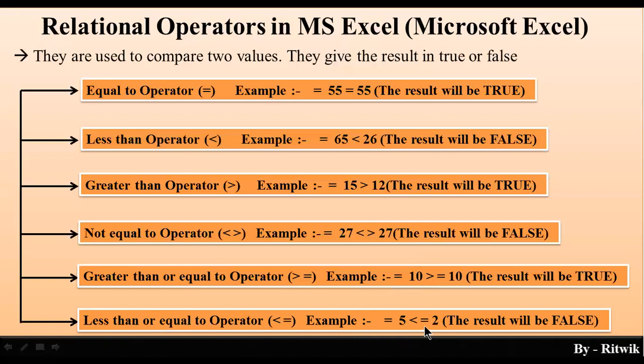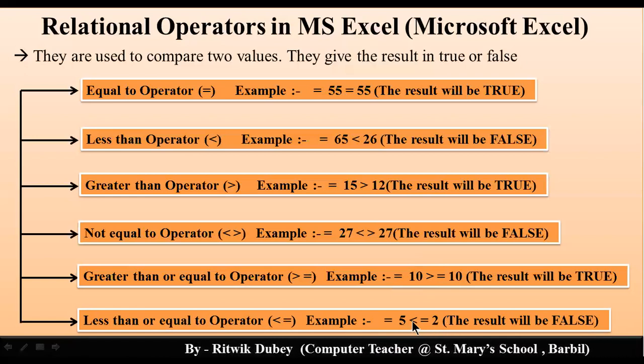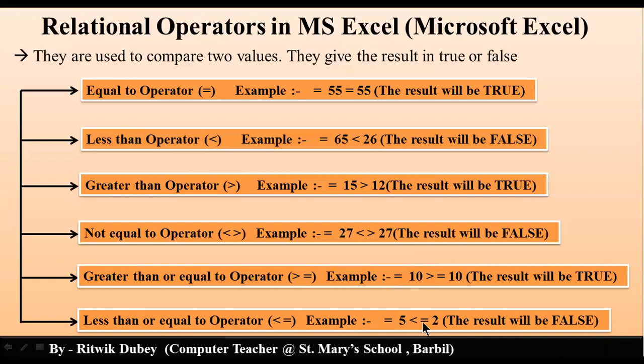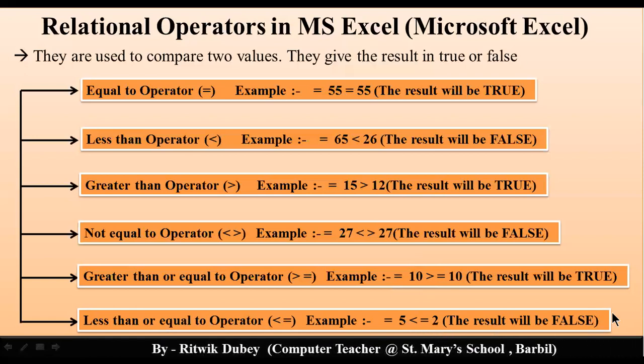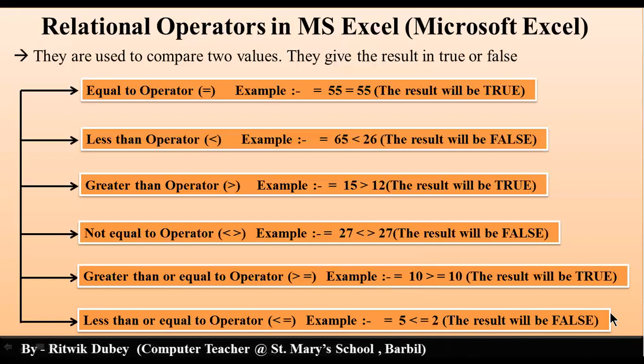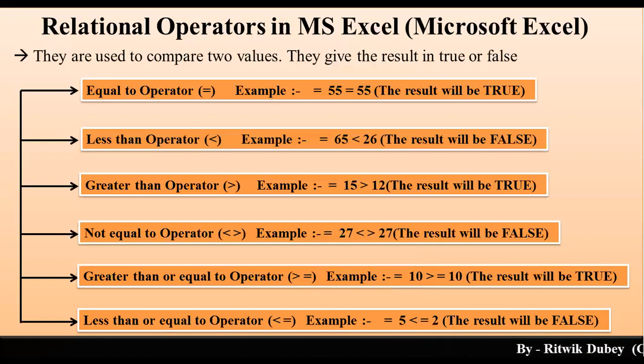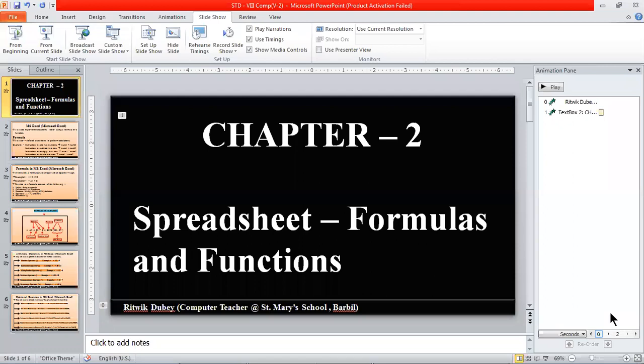5 is less than or equal to 2. Is 5 less than 2? Wrong. False. Is 5 equal to 2? That is also wrong. See, both are giving false. 5 is neither less than 2 nor equal to 2. So the result will be false. Is it clear? Now let me show everything to you by using MS Excel.